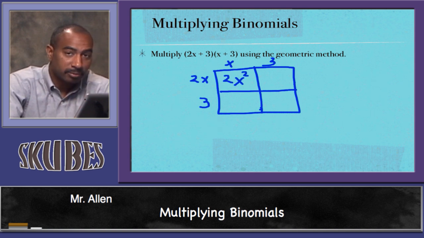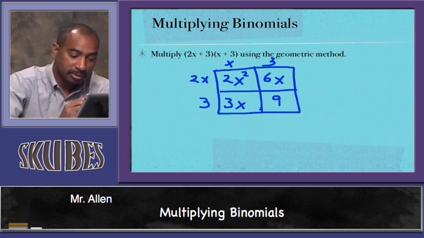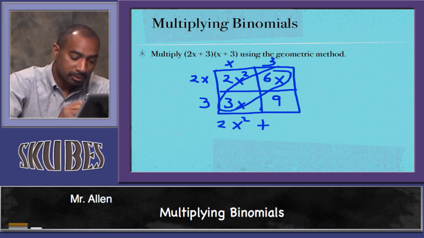And opposite sides of rectangles are always the same length. So from here to here is x, from here to here is x. So x times 3 is 3x. I have 3 times 2x. That gives me 6x. And 3 times 3 is 9. And you just simply add the like terms, which is always in the diagonal. So you got 2x squared plus 9x plus 9.